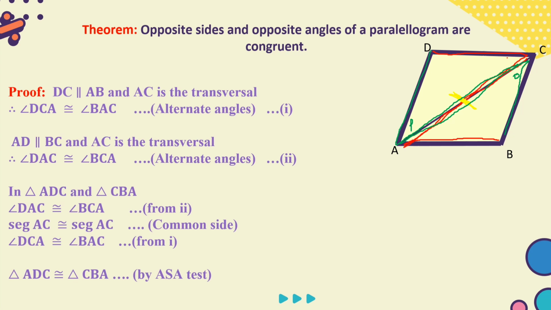So how to write the one-to-one correspondence? If you see over here in the middle, A is there. Okay. A with C. So A will come with C.